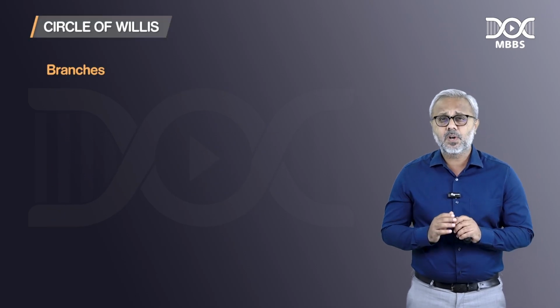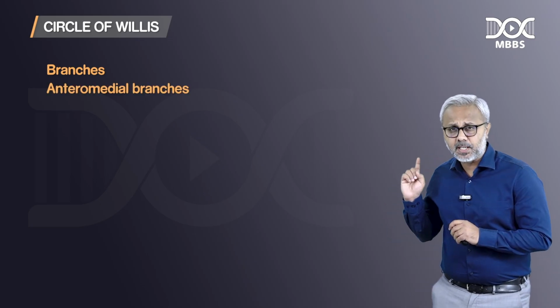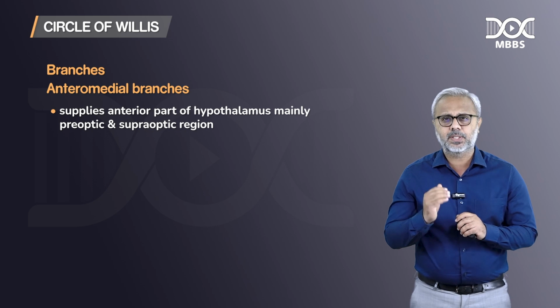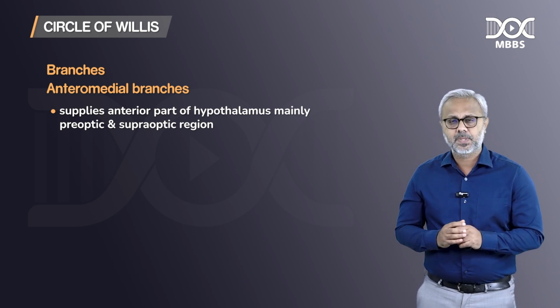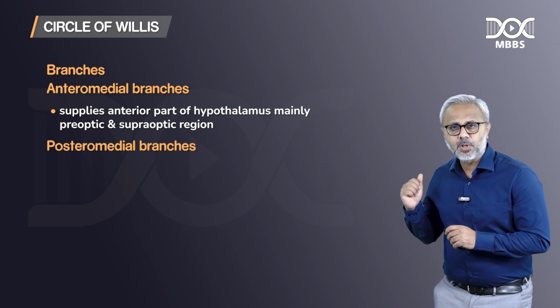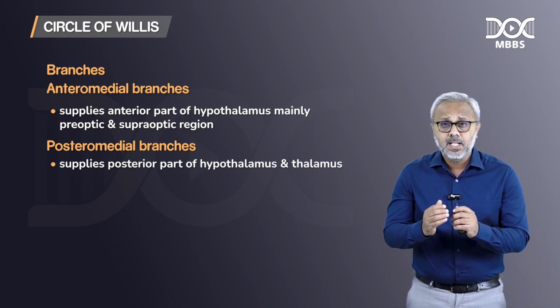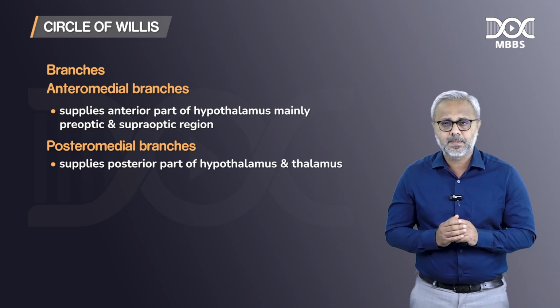The branches given off from the Circle of Willis include the anteromedial branches, which mainly supply the anterior part of the hypothalamus, mainly the preoptic and the supraoptic region. Similarly, the posteromedial branches mainly supply the posterior part of the hypothalamus and also the thalamus.